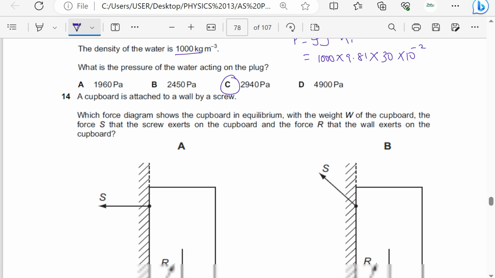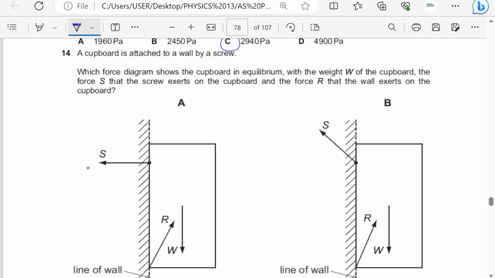A cupboard is attached to a wall by a screw. Which force diagram shows the cupboard in equilibrium? So this is very easy. If it is in equilibrium, then if I prolong the forces, they should meet at the same point. There should be a possibility of these forces acting at the same point if they are to form a closed triangle. Let's check.